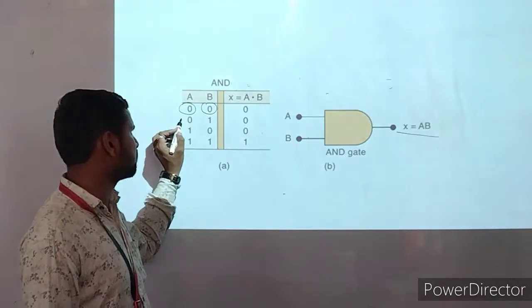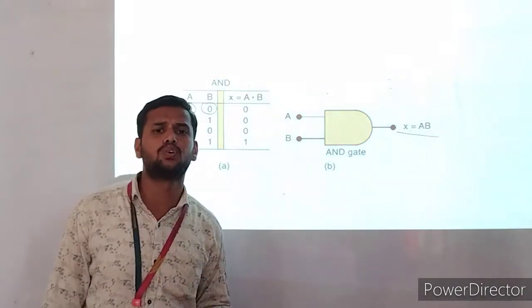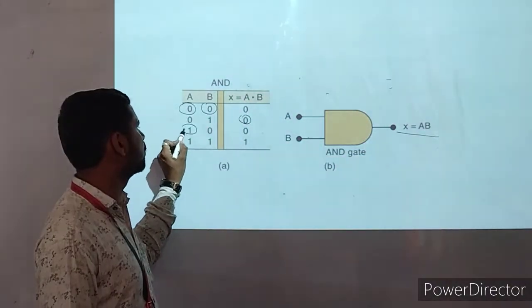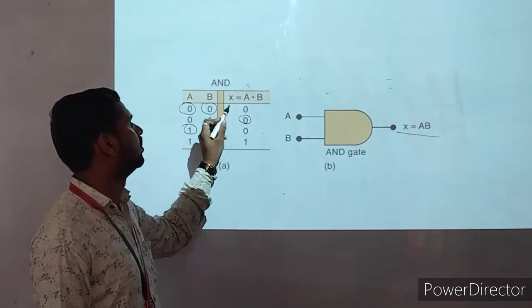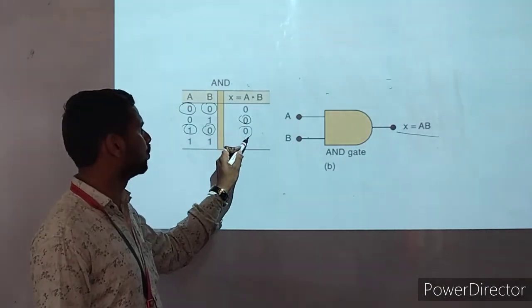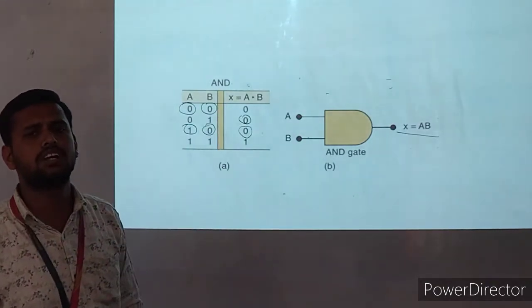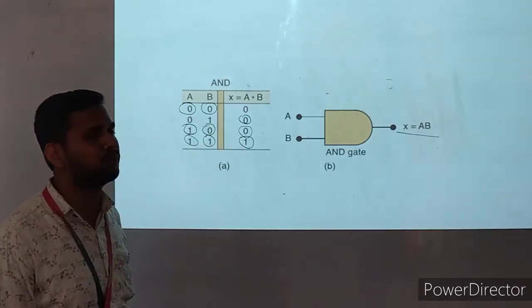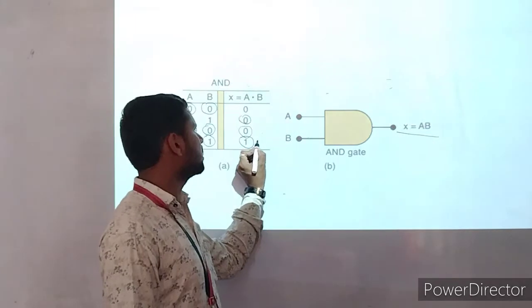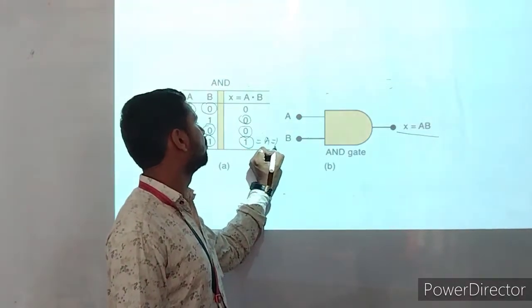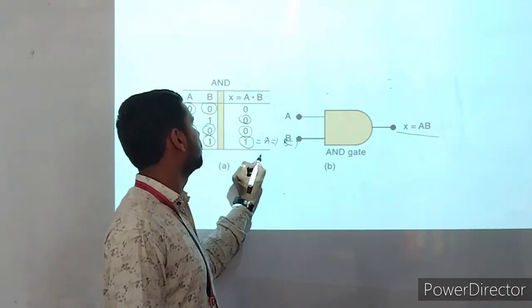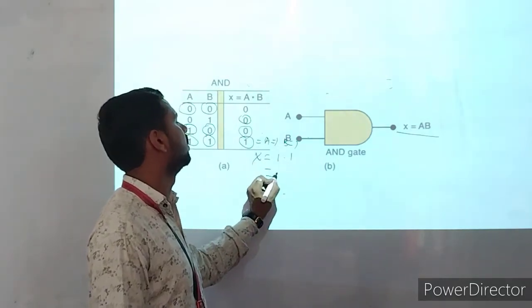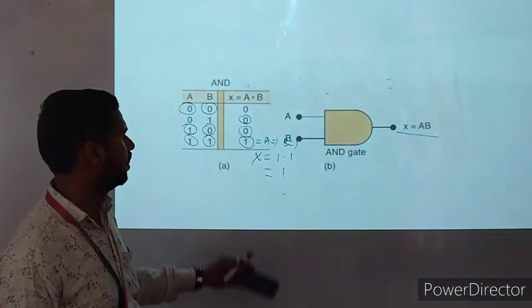Next possibility is A is equal to 0, B is equal to 1, at that time the output will be 0. Next, A is equal to 1, B is equal to 0, at that time X is equal to 0. And the last possibility is A is equal to 1, B is equal to 1, at that time the output will be 1. It means X is equal to 1 into 1, which is equal to 1.